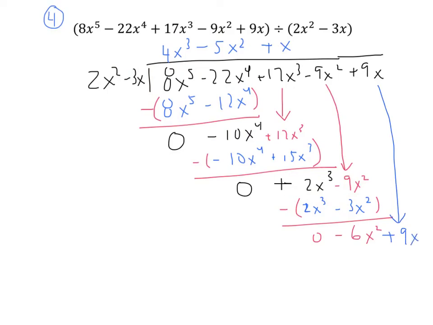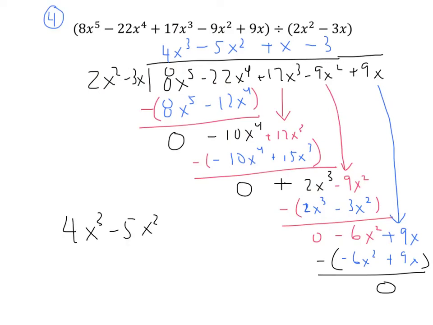Okay, so let's think now. Last part, 2x squared minus 3x going into this. How many times would that happen? That would work negative 3 times. So 2x squared minus 3x times negative 3 is going to be negative 6x squared plus 9x. And then finally we're done here. If we subtract, this is 0. Okay, so our final answer is this: 4x cubed minus 5x squared plus x minus 3.